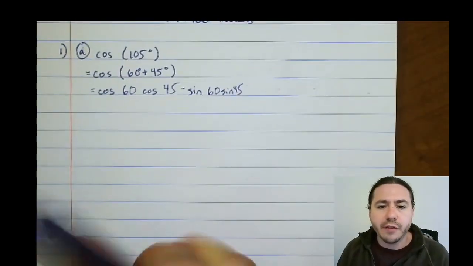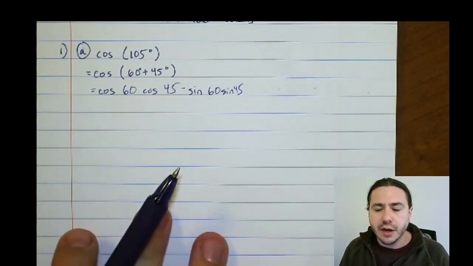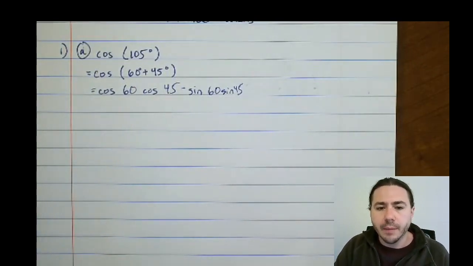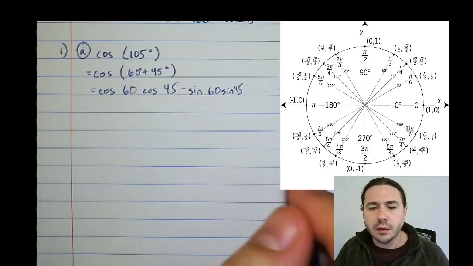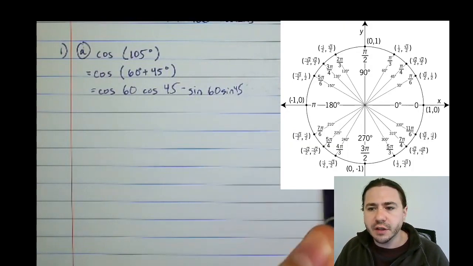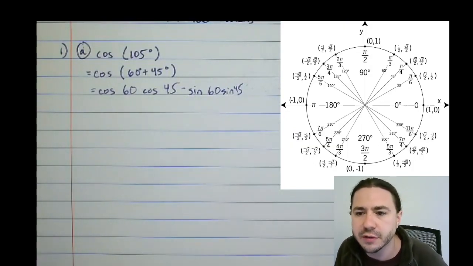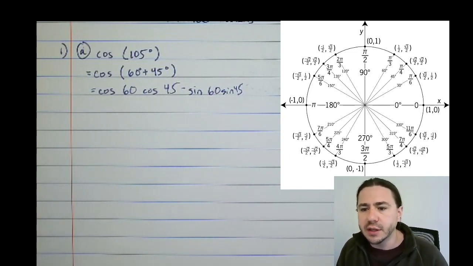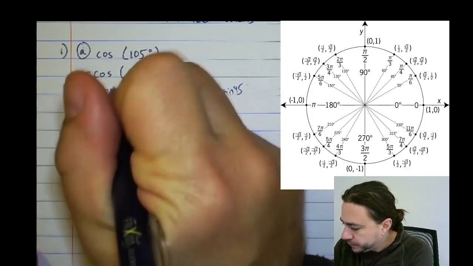Okay, so now I've got 1, 2, 3, 4 trig functions that I need to evaluate. This is where your unit circle is going to come in handy. You want to have that unit circle ready to go for us to actually evaluate all these. So let me pull out my unit circle. There we go. So cosine of 60 is going to be the x-coordinate at 60 degrees. So you can see that's going to be 1/2.